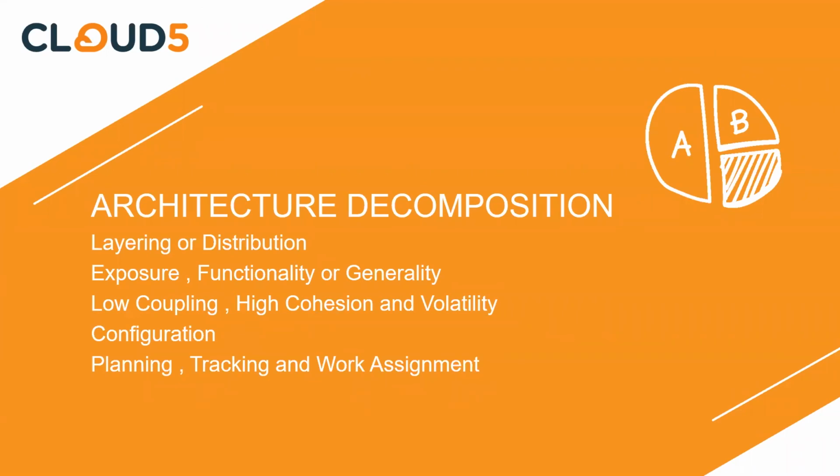All of these feed into your architecture. They give a different angle to the solution. They give a different angle to understanding the problem. And you can use some of them to scrutinize the others. You can definitely use volatility to scrutinize functionality. You can use distribution to scrutinize your layering. You can choose your tracking and work assignment to scrutinize your planning. Exposure can be used to scrutinize configuration. Once you're an architect, these are the decomposition methods you have in your toolbox.